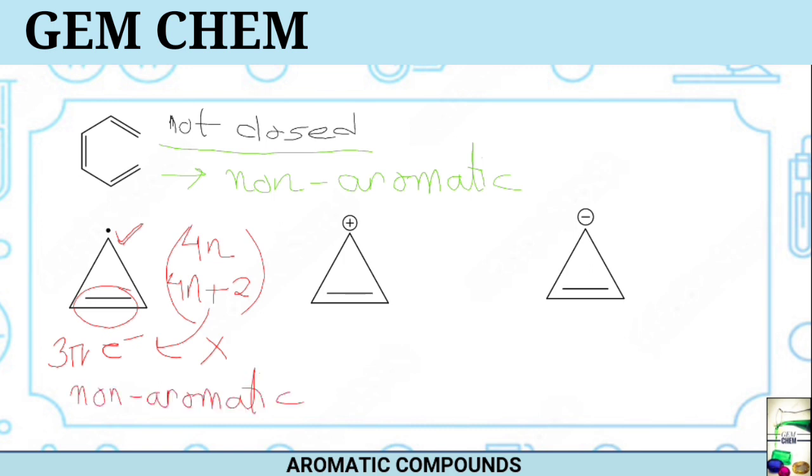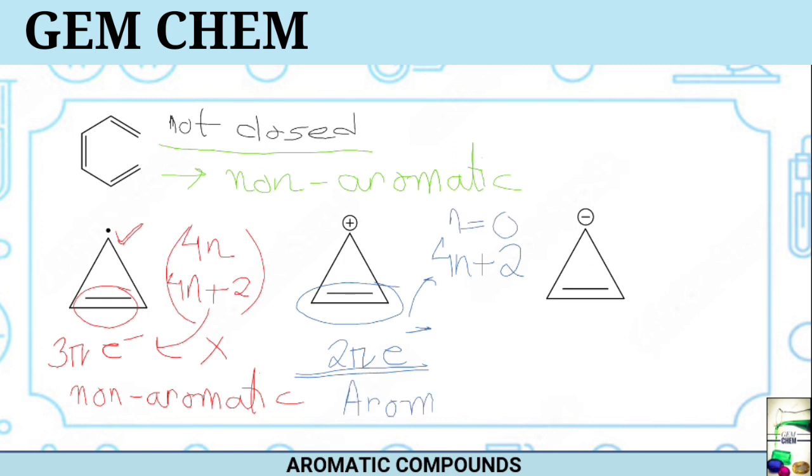Now, we will deal with cyclopropene cation. Here we have only 2 pi electrons, right? And these 2 pi electrons show us that it goes with 4n plus 2, where n equals 0. We can conclude that this is aromatic, right?